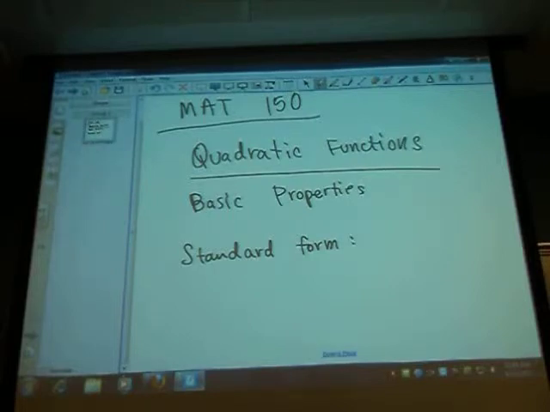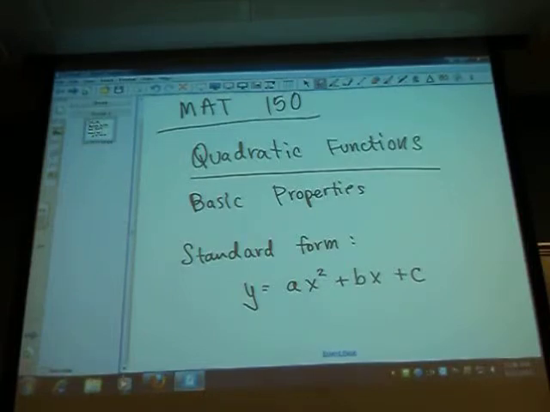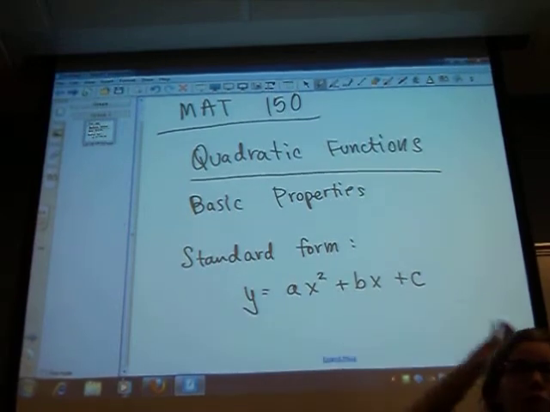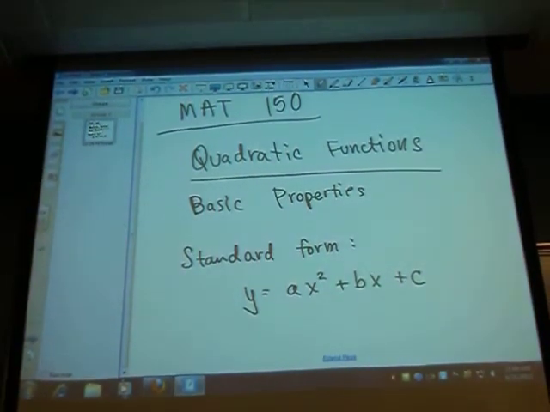Okay, so the standard form of a quadratic function is y equals ax squared plus bx plus c, where a, b, and c are just some numbers. The x squared is what you're looking for. If you took away the x squared, you would just have a linear function. If you put the x squared in there, it becomes a quadratic.